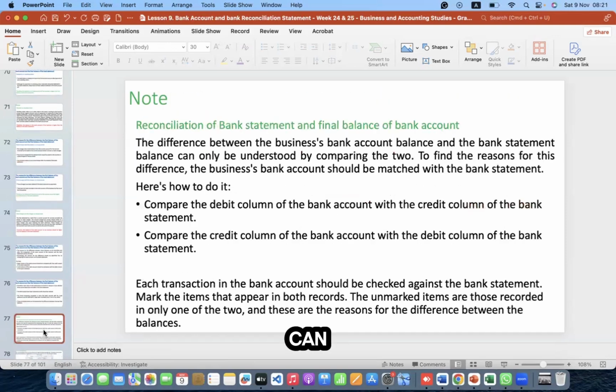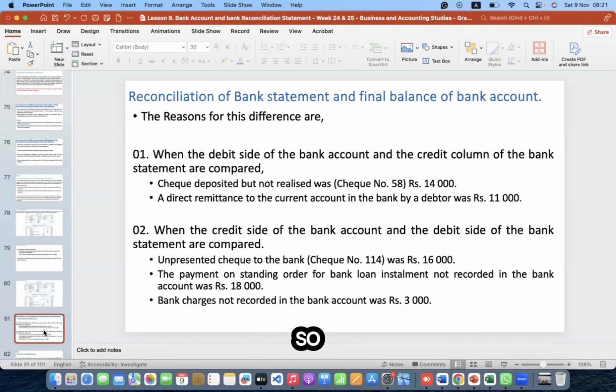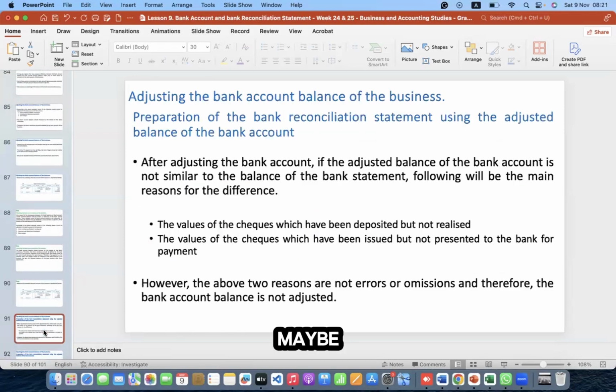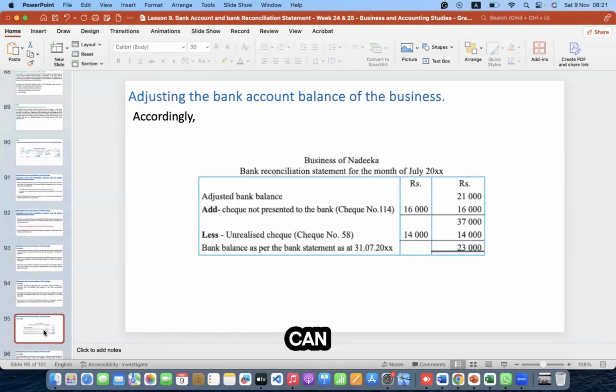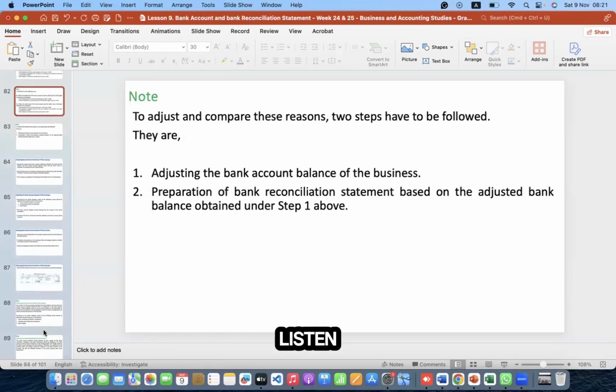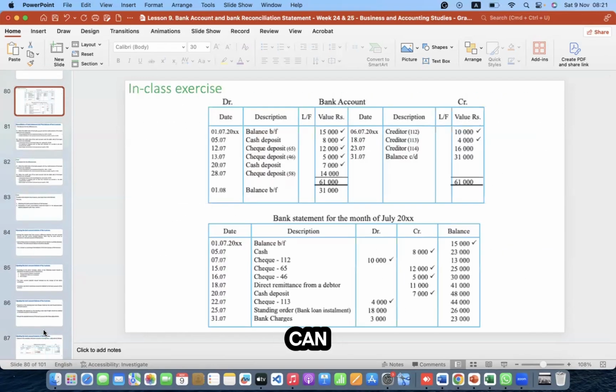And next day we can see how the reconciliation of the bank statement and final bank account balance is happening. So with that we can conclude the lesson. Maybe next week we can conclude that lesson and move on to the next lesson. Okay, with that we can wrap up today's class.